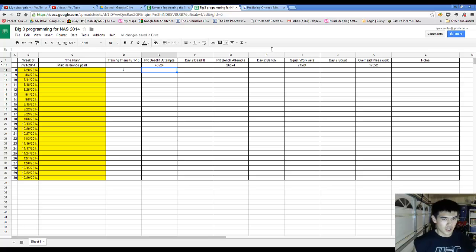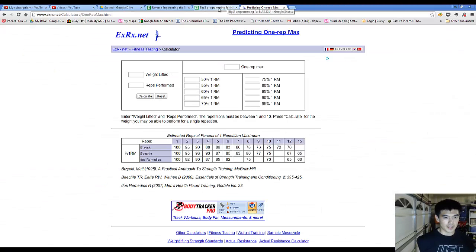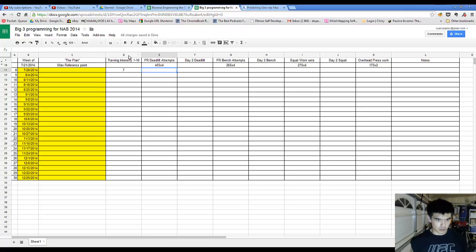Just kidding. I don't have anybody that is in any reasonable fitness shape. I really only work with regular people, not really like a physique competitor like NAS. I asked him if I could do his programming for his big 3 lifts, or in this case 4 lifts, because we're including the overhead press.